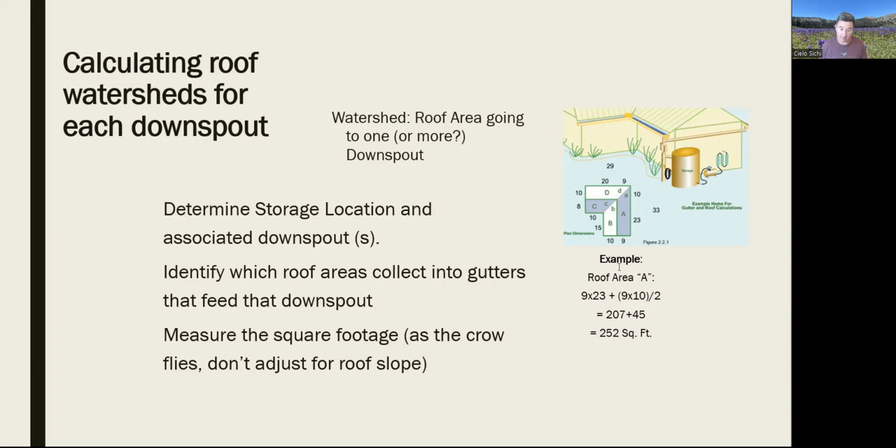So that 200, in this case, 252 square feet. And then you can multiply it by 62 and divide it by 100. And that will give you how many gallons you can collect in a 1-inch rain event. Okay, so simple calculations are necessary.